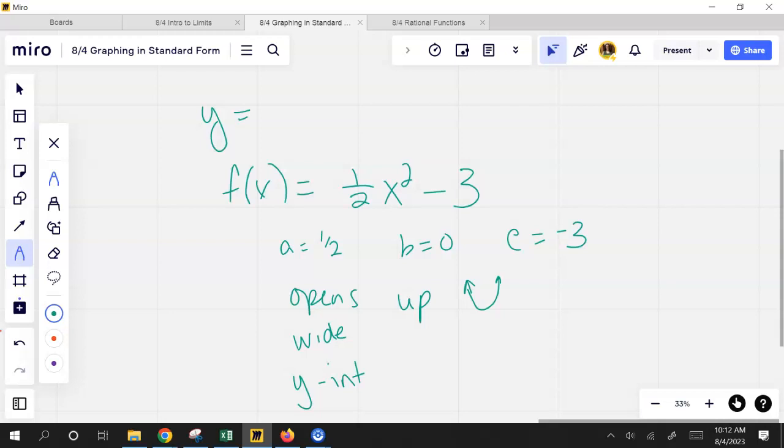Wide. Then it's right. This one's going to be wide. If it's a whole number bigger than 1, yes, it's going to be skinny. If it's 1, it's average. That's your average one that you have. A makes it upside down or right side up. Positive or negative.